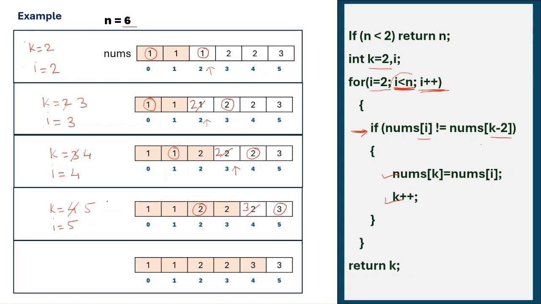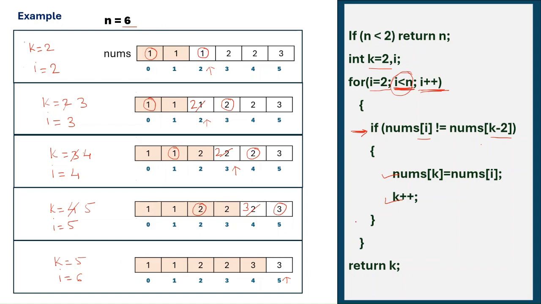So after this iteration, nums array will look like this: 1, 1, 2, 2, 3. Value of k is 5. It means we have 5 valid elements, and the new number will come at index 5. We will move on. We will increase value of I by 1. So new value of I is 6. Now if we check this, I is less than n. Condition is false because n is 6.